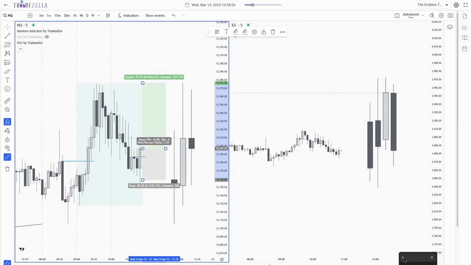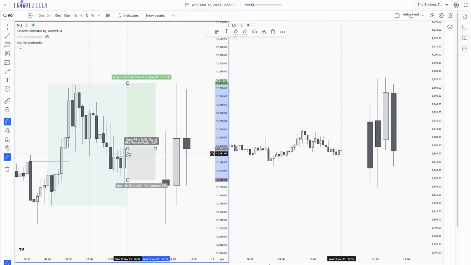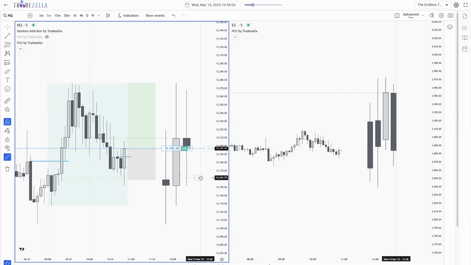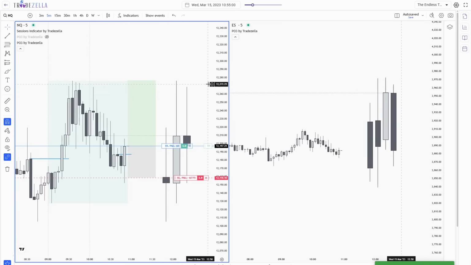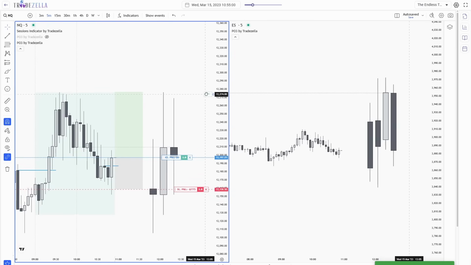I will enter with 1 contract risk because this is a B setup. I will show you the A plus setups later if we get one. We will enter here, my stop loss below that 50% of the wick and targeting 2R. Let's see if we get this.